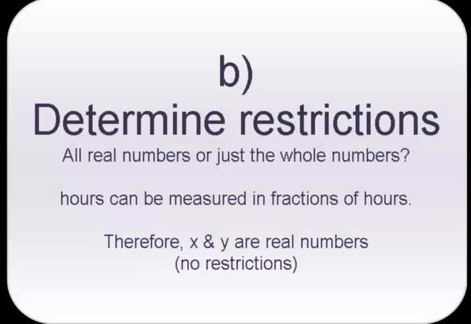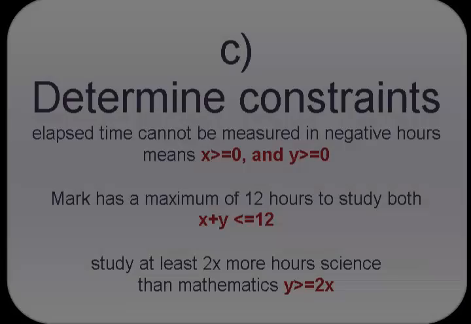Next, we have to determine if there are any restrictions on our variables x and y. In your course, your only possible restrictions that you need to consider are whether x and y are real numbers or must be restricted to whole numbers. Our variables x and y represent hours, and hours can be measured in fractions. So therefore x and y are real numbers, and there are no restrictions.